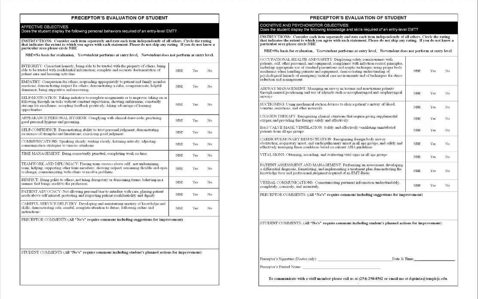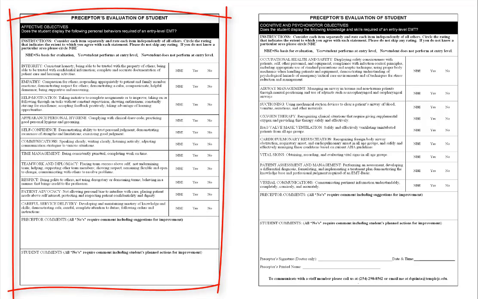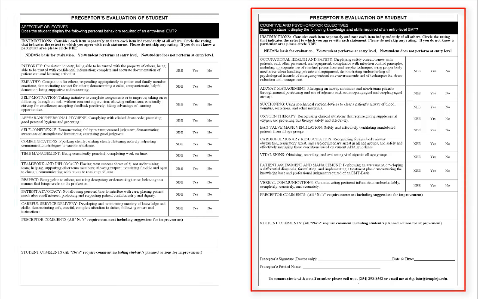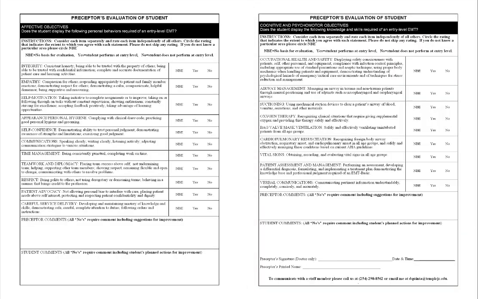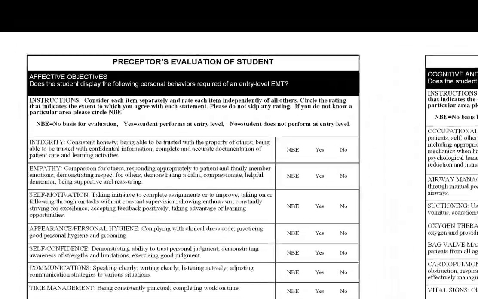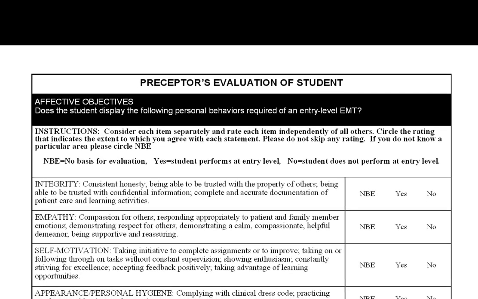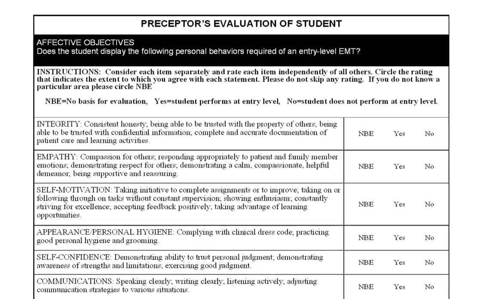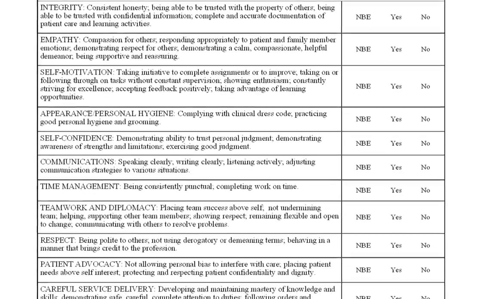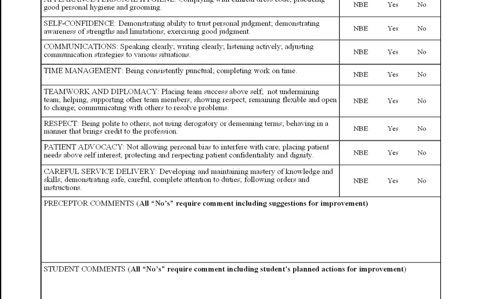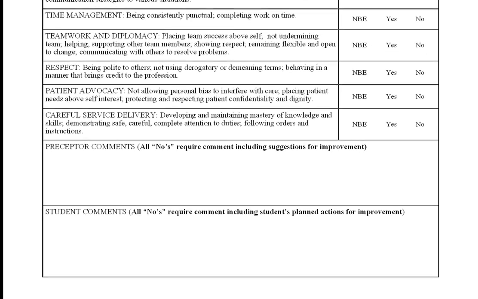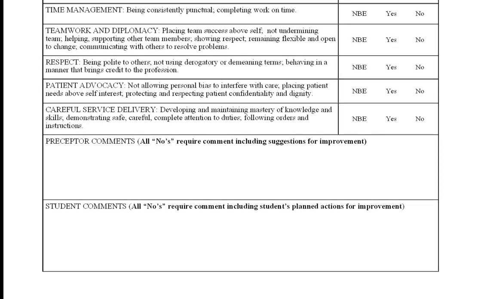So now let's turn to the inside of the packet. Listed here are two evaluations. The left side covers the affective or professionalism objectives. The right side covers the cognitive and psychomotor objectives. Towards the end of the shift, you're going to give these to your preceptor and have them evaluate your performance for this shift. The affective evaluation covers character traits such as integrity, empathy, self-motivation, time management, and a few others. So for example, if your uniform is not pressed or if you were not prepared for your shift, then your preceptor or preceptors would provide feedback in this area.